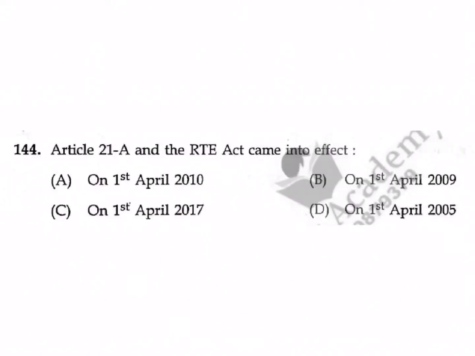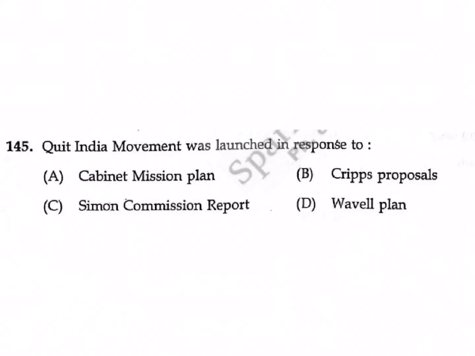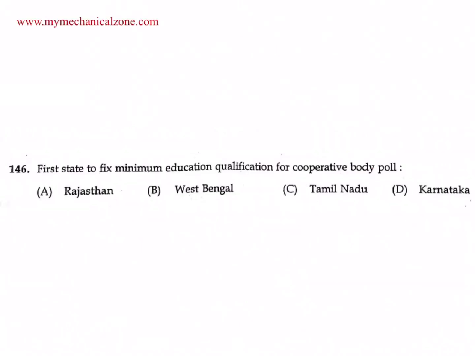Article 21A, RTE Act, its date is A, 2010, 1st April. Then Quit India Movement, its Cripps proposal, B. First state to fix minimum education qualification for the cooperative body poll, it's Rajasthan.